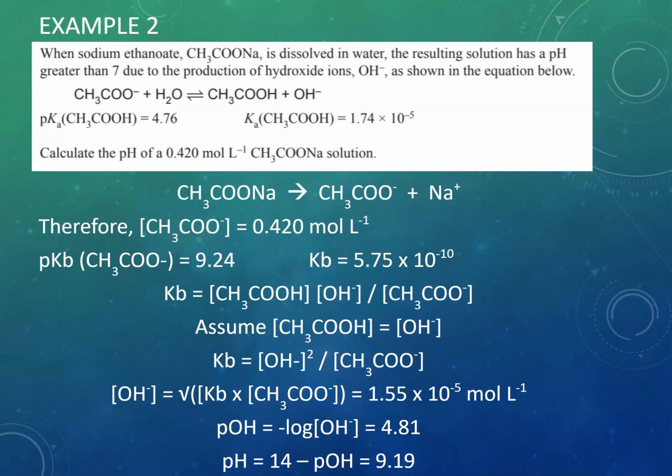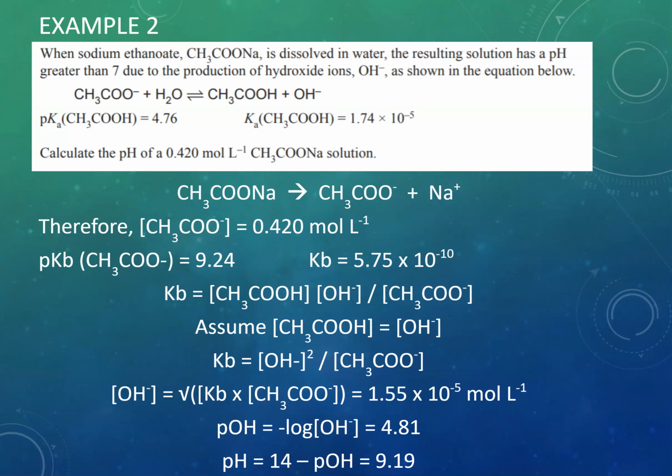Now, when you're doing this and you get your answer, always please stop and ask yourself, does this answer make sense? Is a pH of 9 a reasonable answer for the conjugate base of a weak acid? And hopefully you can see that yes, it is a sensible answer, because actually it's more than 7, which is what you would expect. You're told that it's going to be greater than 7, but it's not a lot greater than 7 because it is a very weak base. You can tell because the pKb is 9.24, so it's a very weak base.